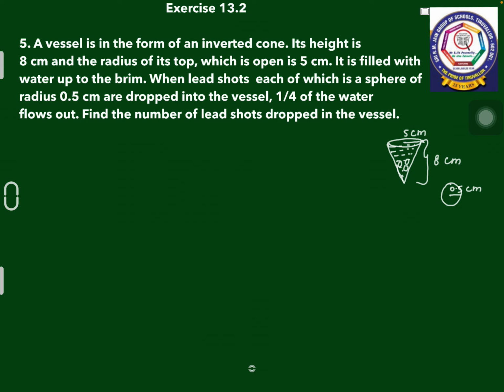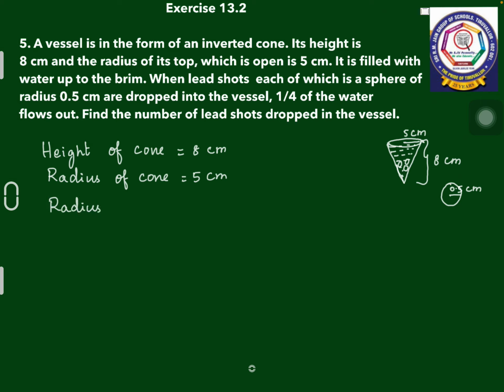So, let us see what is given in the question. The height of the cone is given as 8 cm and the radius of the cone is also given as 5 cm. The lead shots are in the shape of a sphere, so the radius of the lead shot is also given as 0.5 cm. There are two different radii. The cone's radius is big, so I mark it as capital R, and this one I mark as small r, and the height of the cone I take as h.